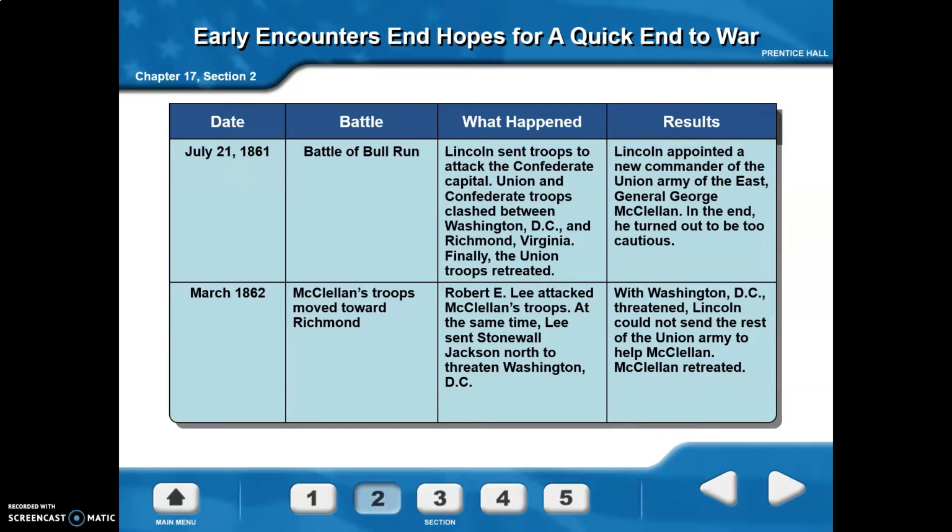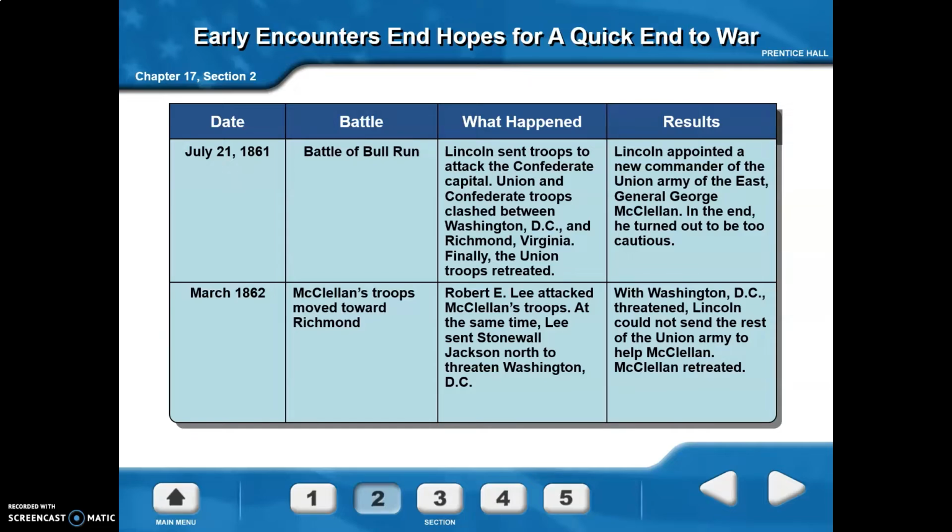And at the same time, Robert E. Lee sent his famous general, whose nickname is Stonewall Jackson, because people said he stood his ground like a stone wall. His name is actually Thomas Jackson, but he got the nickname Stonewall Jackson.